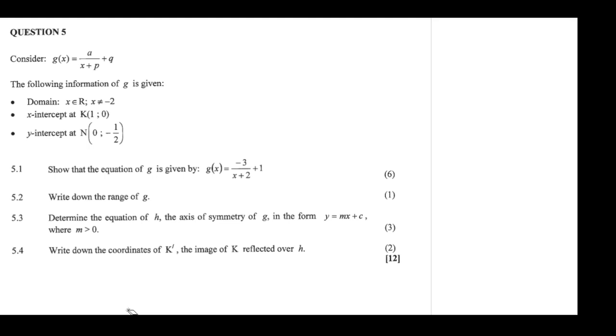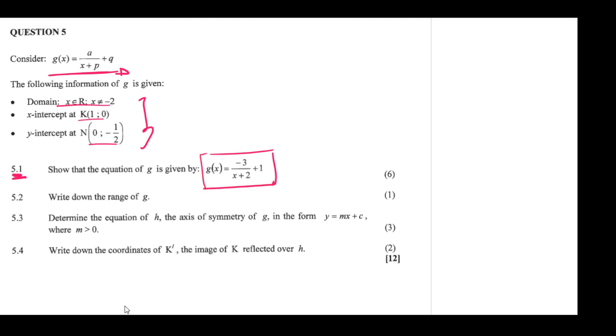So what we have here is a hyperbola, right? This is an equation of a hyperbola. We don't have the value of p, we don't have the value of a, we don't have the value of q, right? And we're given this information here where we are given the domain of the function, we are given the x-intercept and the y-intercept of the function. And then in 5.1, we are asked to show that the equation of the hyperbola is this one here, right?